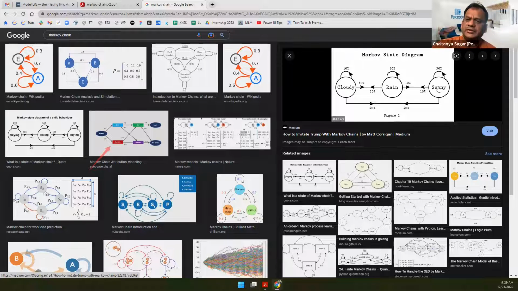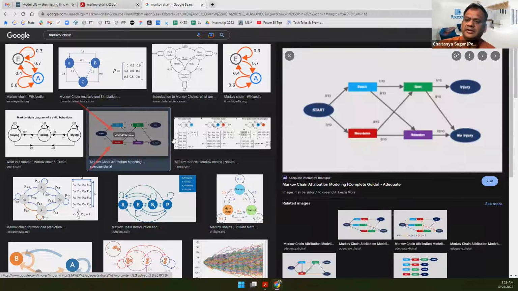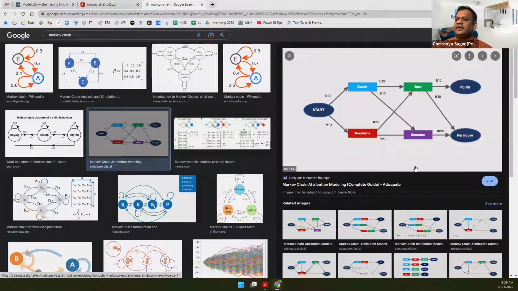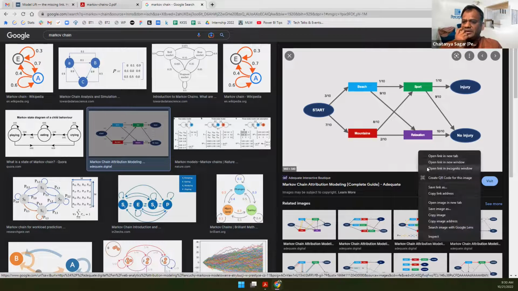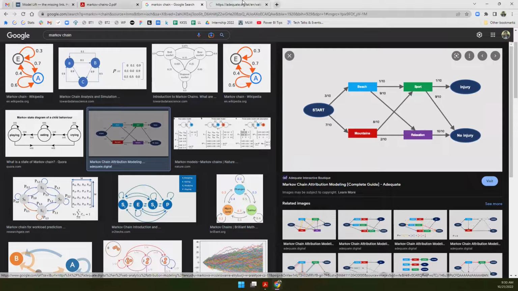So just open this up, the one that I just, okay. Just to add to that, maybe, are you guys able to see that? There is a start, there is a beach, and sport and injury, and then the mountains. Then you can either go to relaxation, no injury, or you can go to sport and injury or no injury. Is that particular picture visible and clear, everyone? Yes, Chaitanya. Yes. Okay, all right.